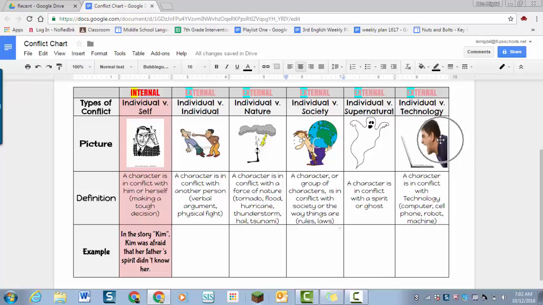And then our last one is individual versus technology. A character is in conflict with technology, a computer, a cell phone, a robot, a machine. And see if you can think of a book, a TV show, or a movie that has that conflict in it. So that's all there is to conflict.